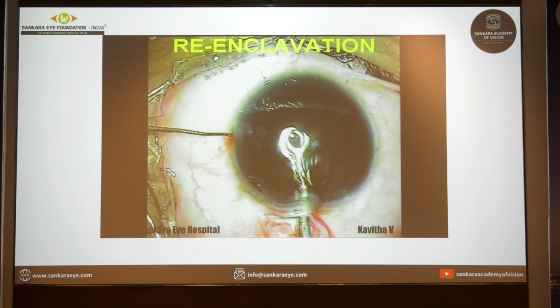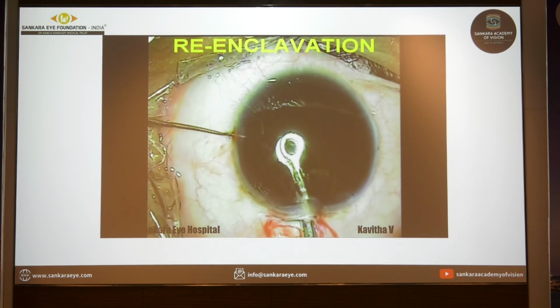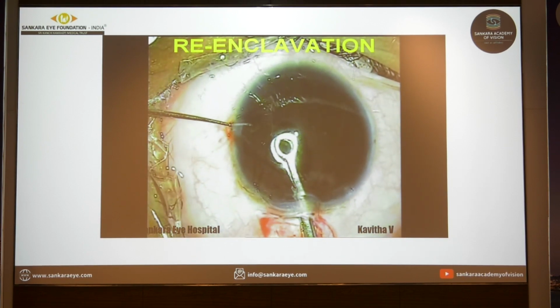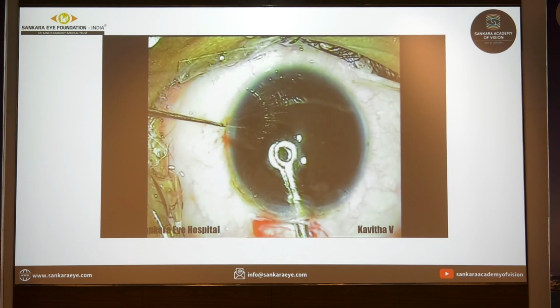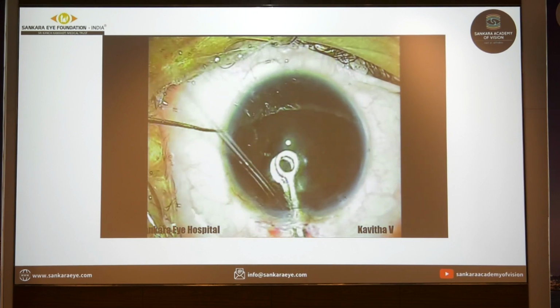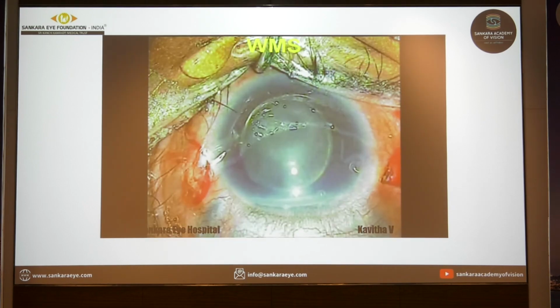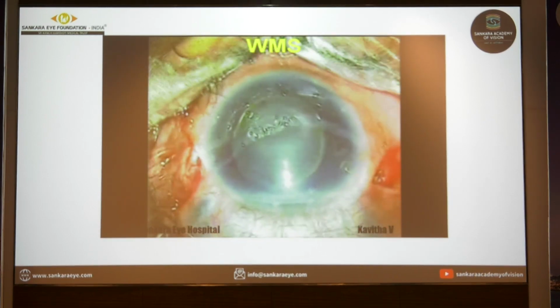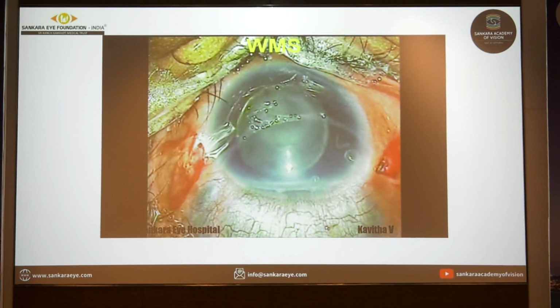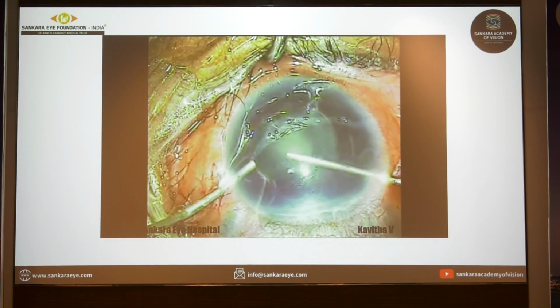But in case it is disenclaved and it is behind, then it is better to refer to the vitreoretinal surgeon. They will put a port and then lift it from behind and tuck it. You can see the PI as well. This is a situation where there's secondary glaucoma with ciliary staphyloma.